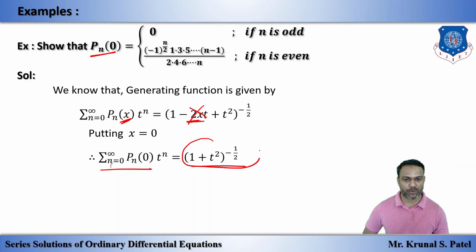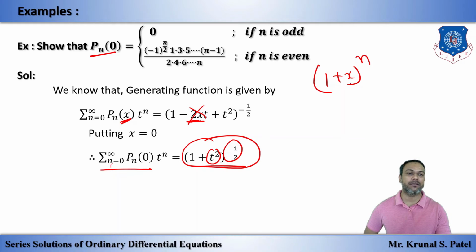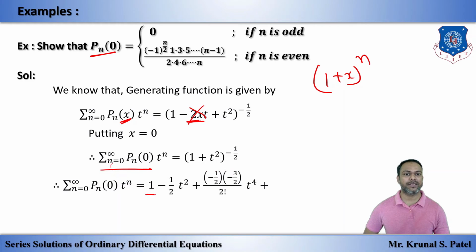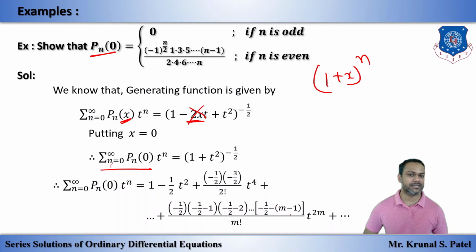Now we will apply the binomial formula for 1 plus x raised to n. We know the formula, 1 plus nC0 and everything, which you have to follow. So by using that binomial expansion, 1 minus 1 by 2 t square and so on, n times n minus 1 by 2 factorial x square and so on, that formula we are using here. By expanding this we have the nth term become this, with 2 raised to 2m in between, because we know that t contains only even powers.